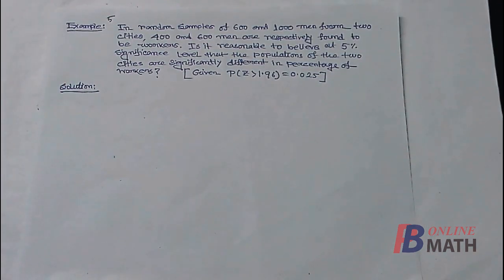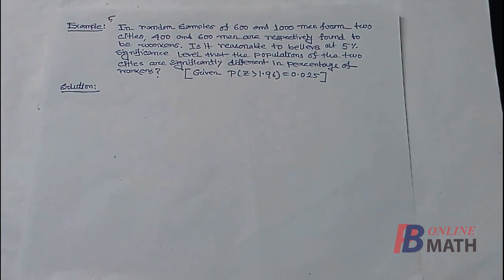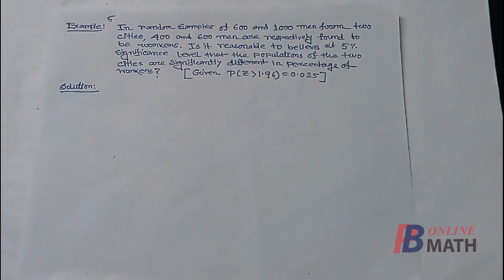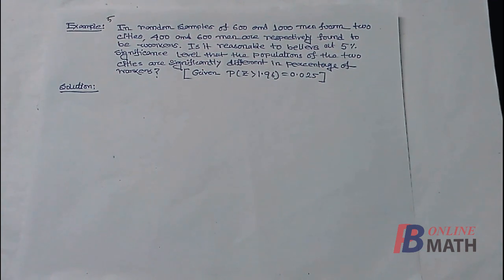This is example number 5. It is given that in random samples of 600 and 1000 men from 2 cities, 400 and 600 men respectively are found to be workers. Is it reasonable to believe at 5% significance level that the populations of the 2 cities are significantly different in percentage of workers?